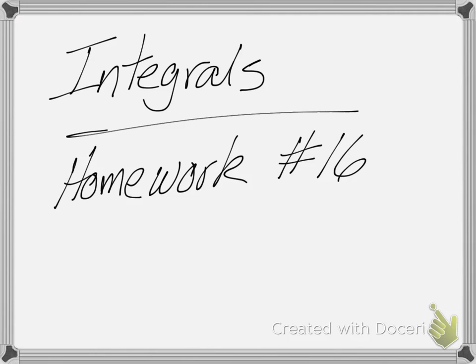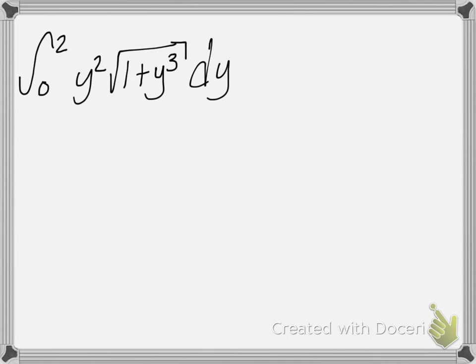Alrighty, this is going to be integrals, and this was problem number 16 from the homework. It was just integrate from 0 to 2 of y squared times the square root of 1 plus y cubed, dy. Alright, so you can tell we're going to need a u substitution.